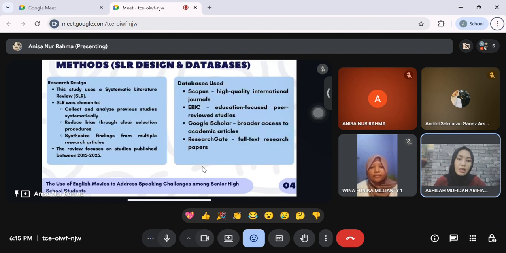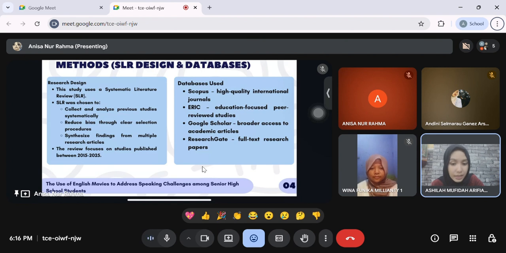So in this study, we applied a systematic literature review or SLR as the research design. This method was chosen because it allows researchers to collect, evaluate and synthesize previous studies in a systematic and transparent way. It also helps reduce bias and provides a clearer overview of existing research findings.